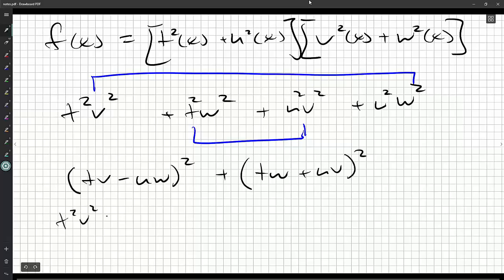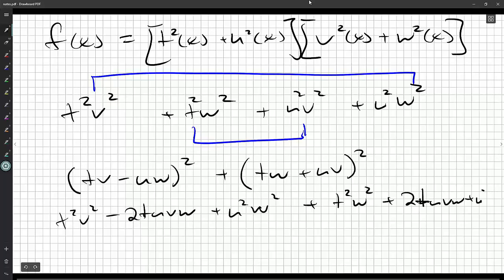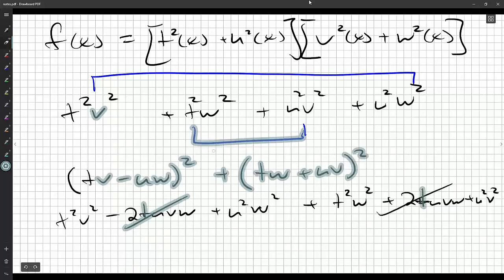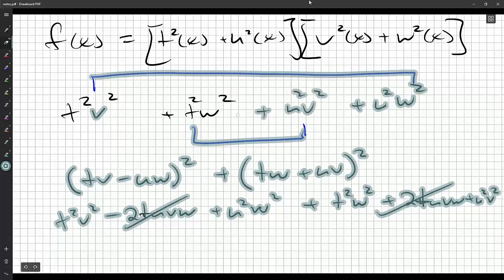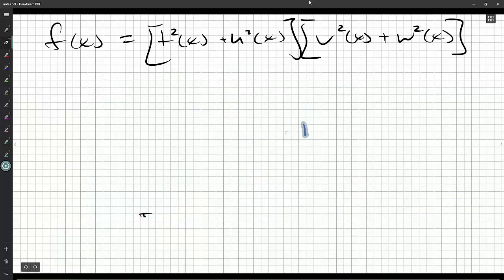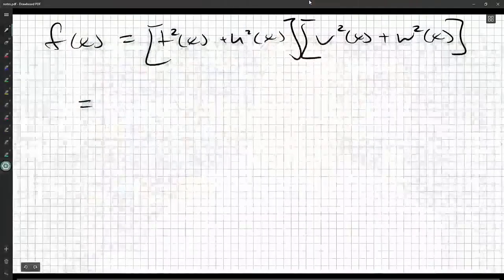So if I do that, that's T squared V squared minus 2 TUVW plus U squared W squared plus T squared W squared plus 2 TUVW plus U squared V squared, and those guys in the middle cancel. Yeah, that's a trick. It comes up every once in a while. I've seen that before when dealing with products of primes that are congruent to 1 mod 4. I think there's even a similar multiplication you do when you prove that every integer can be written as the sum of 4 squares. I don't remember exactly what that one would be. That would be huge and terrifying. But weird factorizations like this come in handy, clearly.